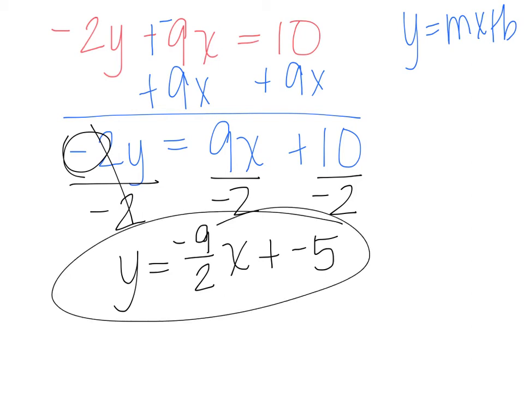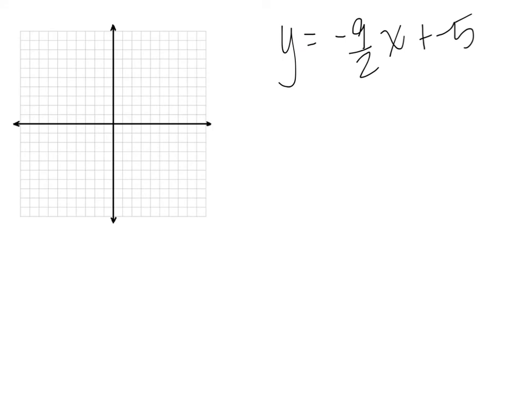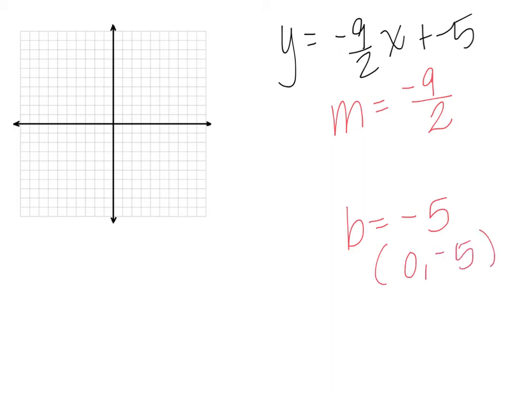So now here we can go ahead and graph that equation. Alright, so let's go ahead and do that. Let's graph this equation. So I want you to pause the video and I want you to see if you can identify your slope, your m, and your b, or your y-intercept. So go ahead and do that now. Alright, your slope should be negative 9 over 2, and we can leave it like that. And our b, or our y-intercept, is negative 5, or 0, negative 5.